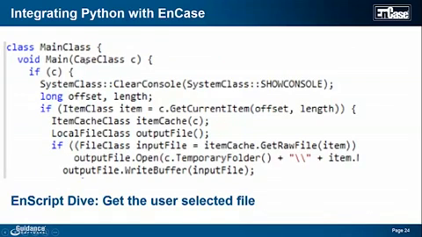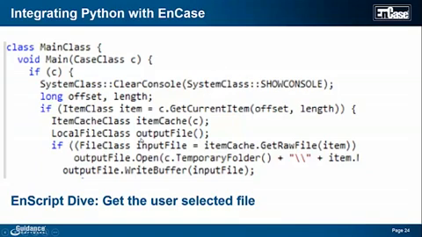So to dive into the EnScript just a little bit, the important aspects of this are, first of all, to get the current item that is selected by the user. So in this example, the user is going to select a specific file within EnCase, and then we're going to want to take that file and convey it to the Python script, just like we did in example 1, but using a different method. So the first thing we have to do is get that item that is selected by the user.